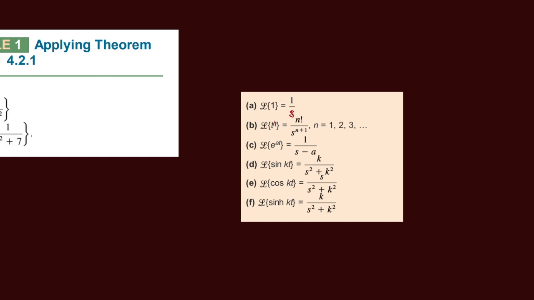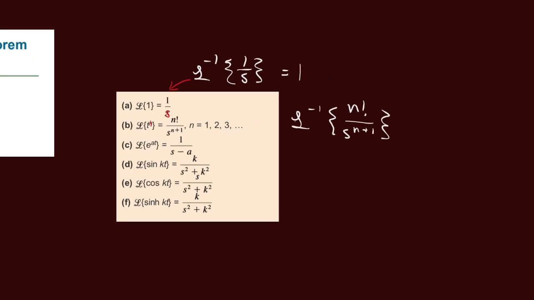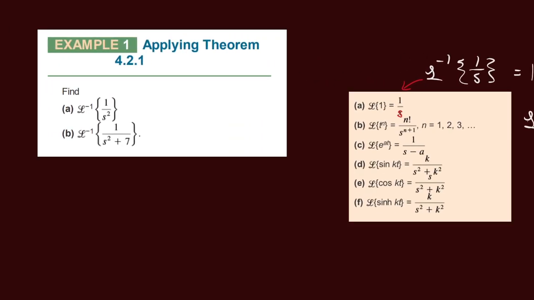But if we were to take the inverse of all of these, then we would see the following would be true. The inverse of 1 over s would be 1. Then the inverse of n factorial all over s to the n plus 1 will be equal to t to the power of n. Let me erase this. Okay, there we go. So that's what we're trying to find here.